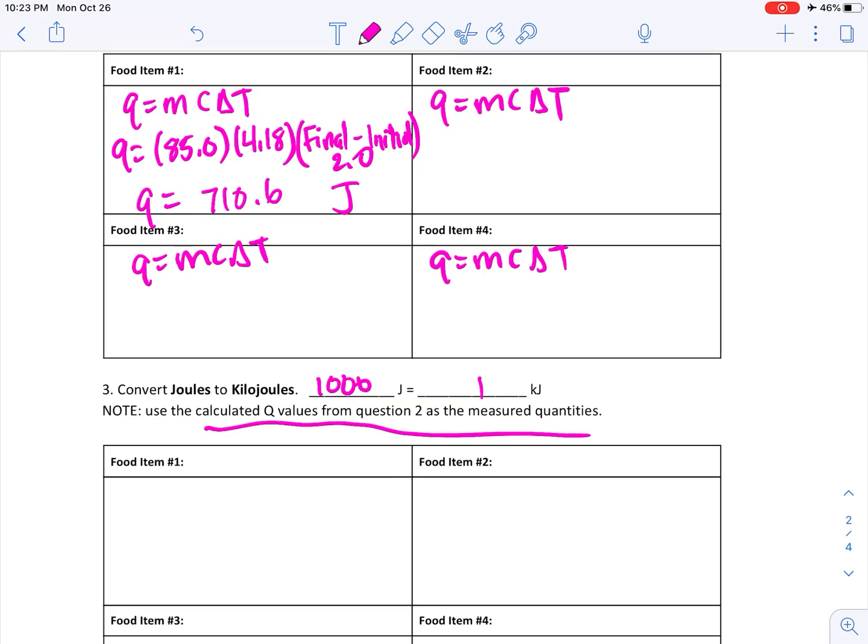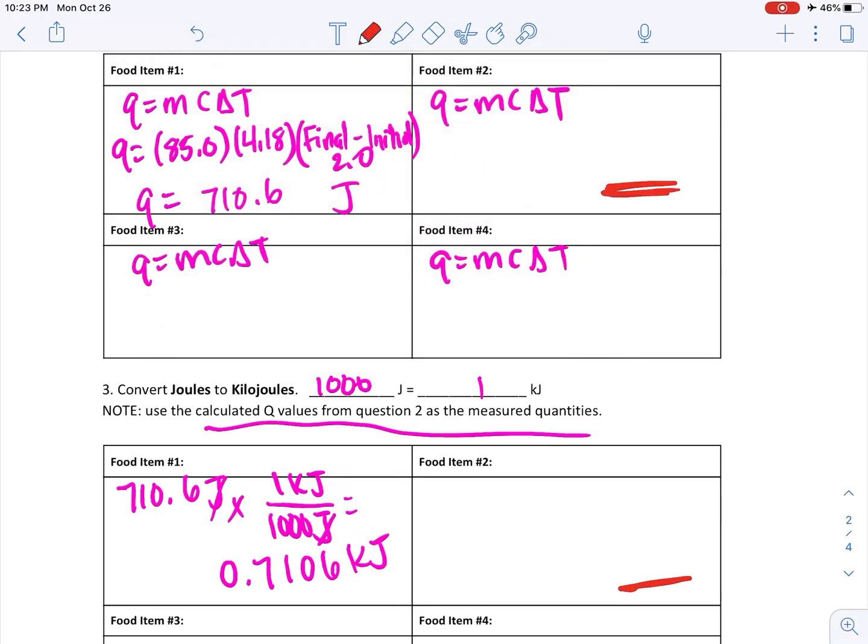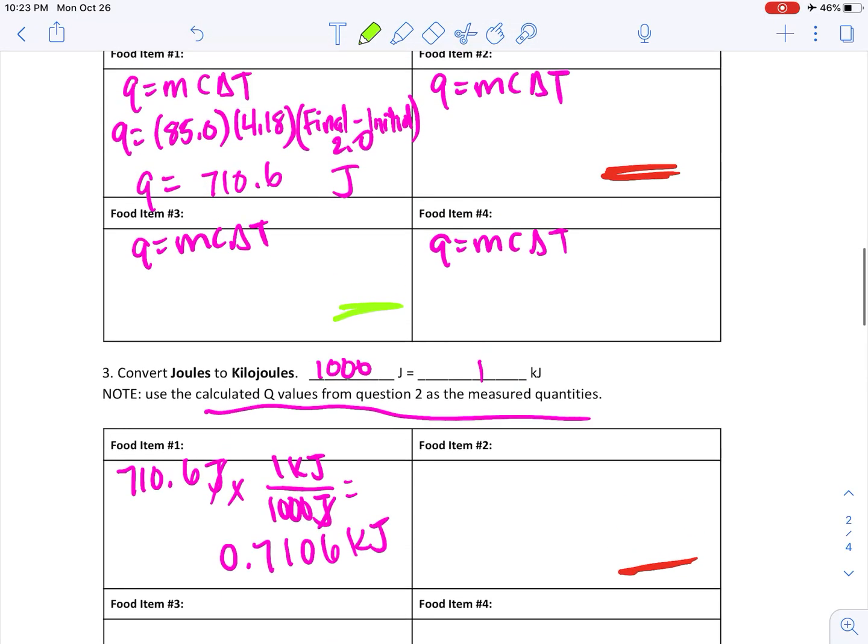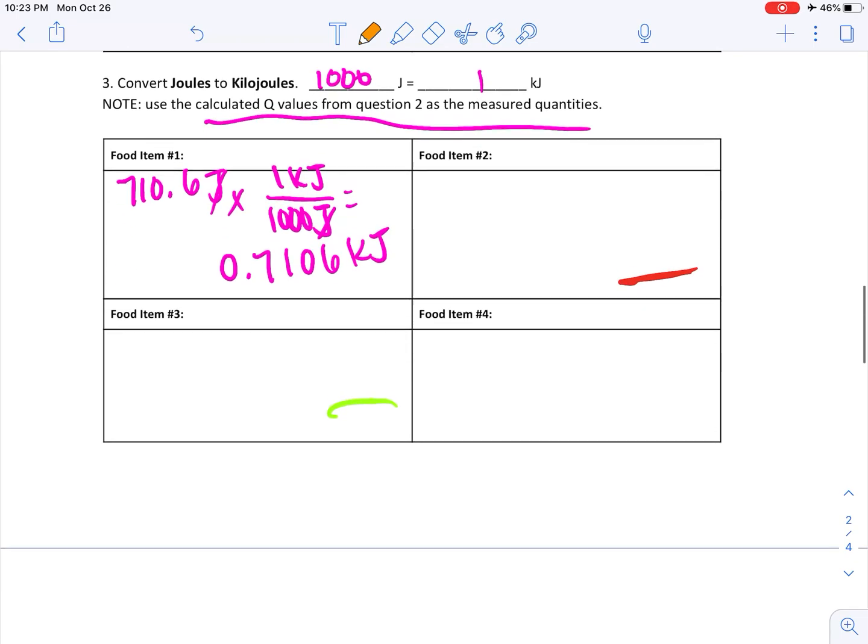Now, I need to convert that joules to kilojoules. So 710.6 joules times my conversion factor, which is 1,000 joules on bottom, 1 kilojoule on top. So joules cancel out. So what I have to do is divide by 1,000. So divide it by 1,000, and you get 0.7106 kilojoules. They should look pretty similar, okay? So you're going to take your answer here, and you're going to do it here. You're going to take your answer here, and you're going to do it here, and you're going to take your answer from here, and you're going to do it here.